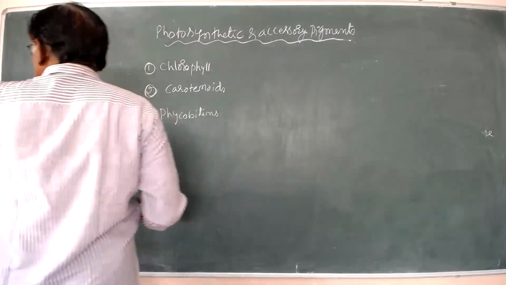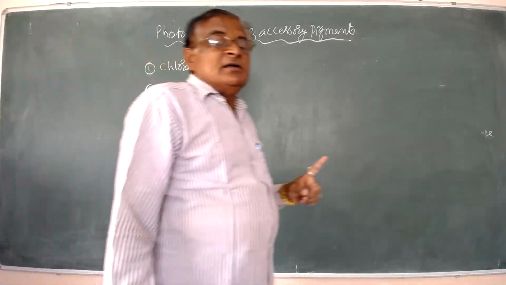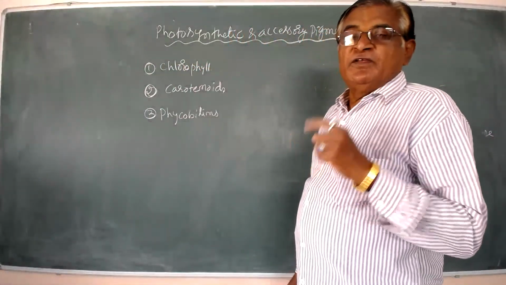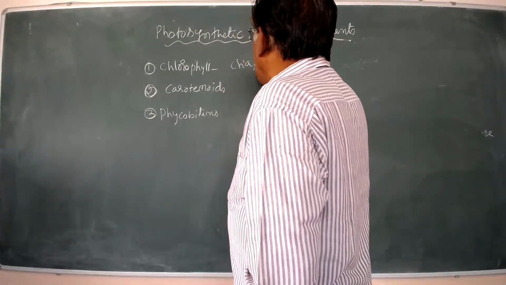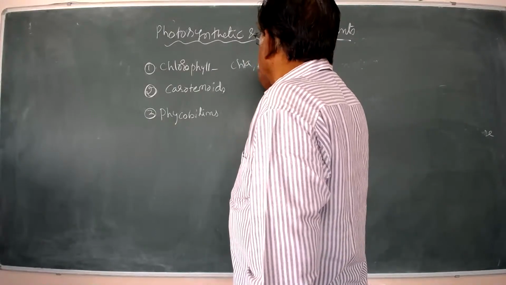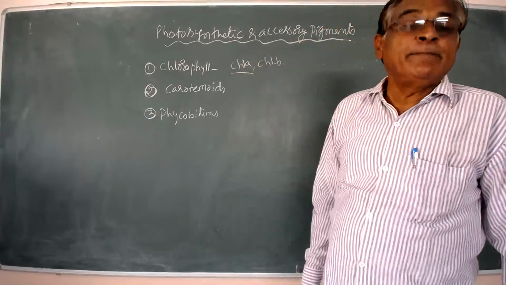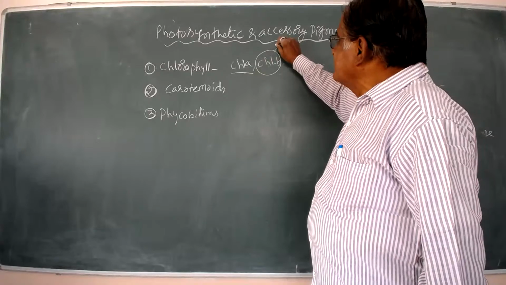Now coming to the major photosynthetic pigment, that is the chlorophyll. Especially in case of chlorophyll, you will have chlorophyll A and chlorophyll B, which is very common in the angiosperms. Chlorophyll A is the photosynthetic pigment, whereas chlorophyll B is the accessory pigment.